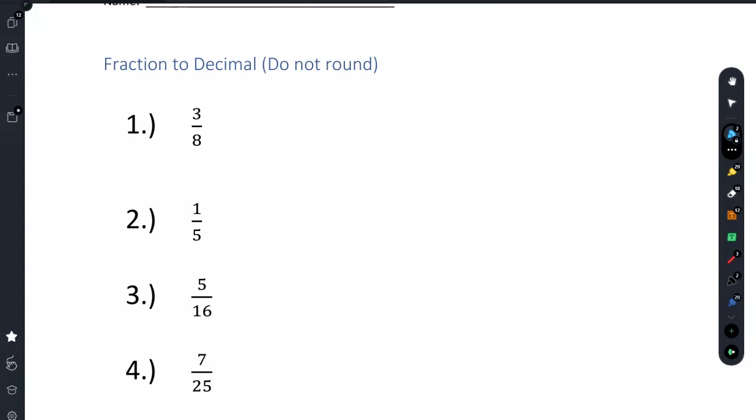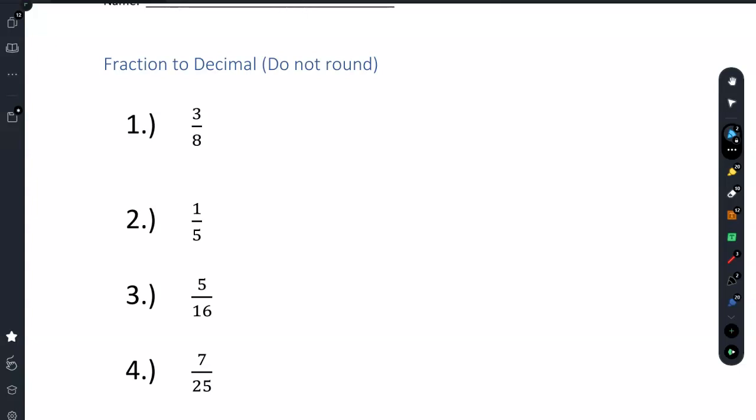My suggestion is that you work on this assignment one section at a time. Maybe watch me do the first section and then you try to do the first section on your own before you watch me do the second section. So with this first section, we're going to convert a fraction to a decimal. Now we could do this by hand. I'm going to show you one time how to do it by hand.